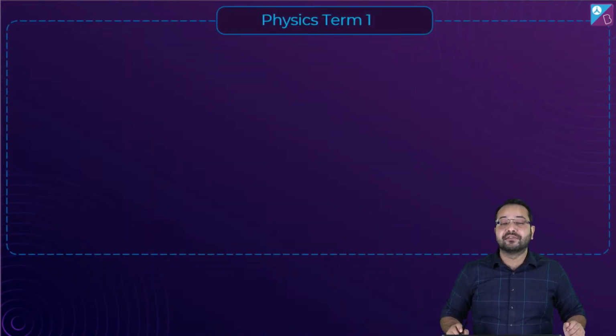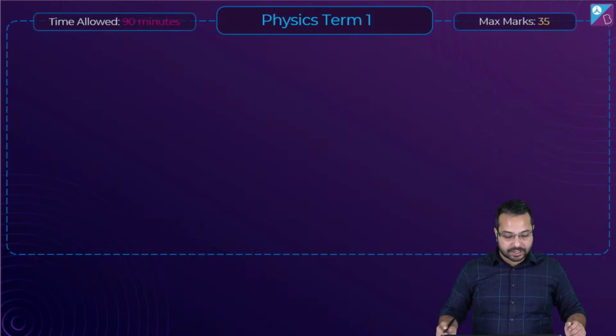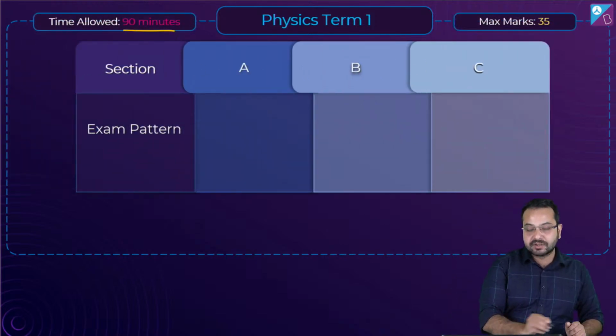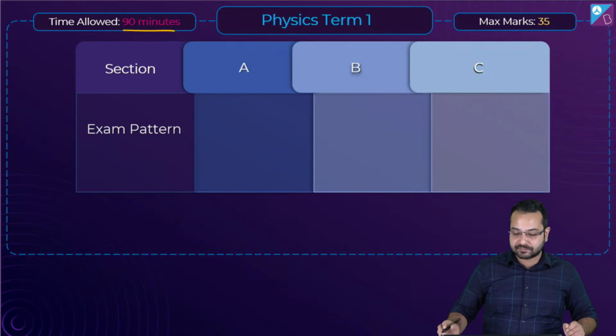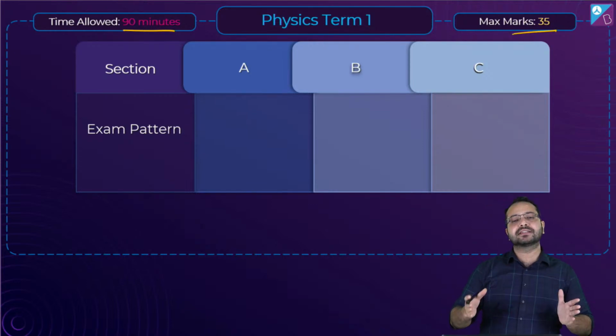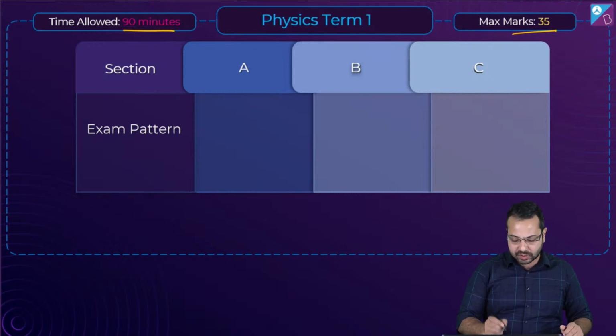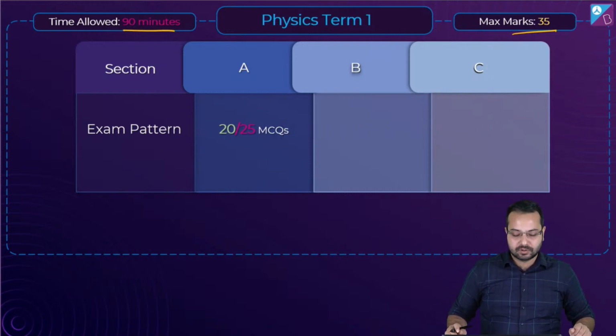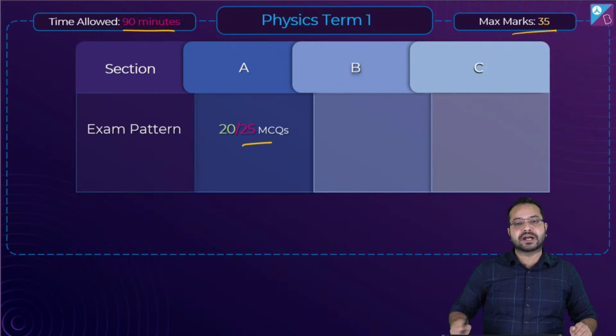Now let's come to physics term 1. The time allowed is 90 minutes. The maximum marks is 35. Again, this is broken down into 3 sections, and in section A there are going to be 25 MCQs, out of which you have to answer 20.